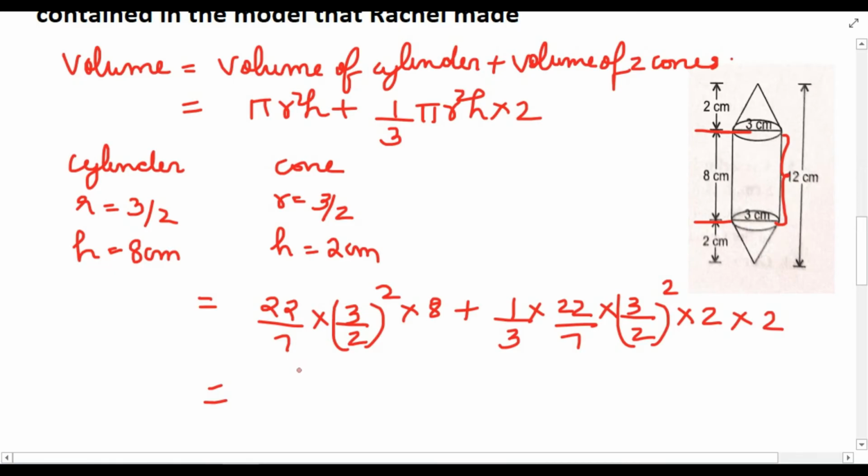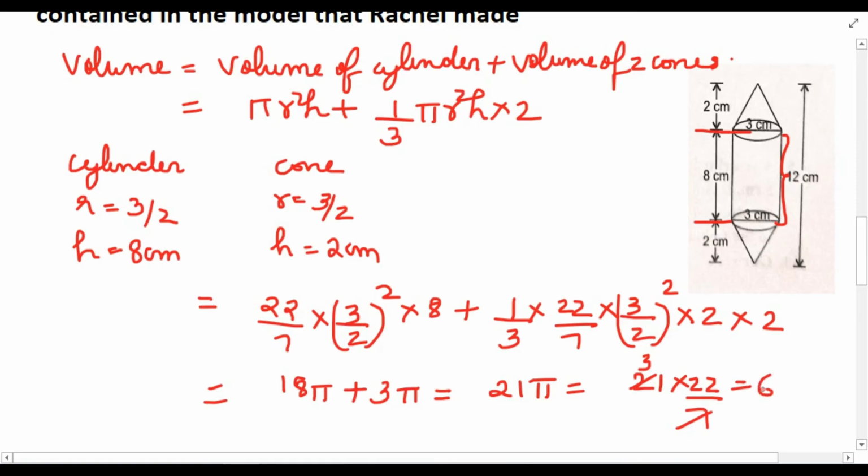When you simplify this, we will be having 18 pi, plus the volume of the cone. When you simplify the volume of both the cones, it will be 3 pi. So 18 pi plus 3 pi is 21 pi. Now you can substitute the value. 21 into 22 by 7 is 3, which is equal to 66 centimeter cube. Unit of volume is cube, centimeter cube. So volume of air contained in the model which Rachel has made, in which the cone is attached to both ends of the cylinder, is 66 centimeter cube.